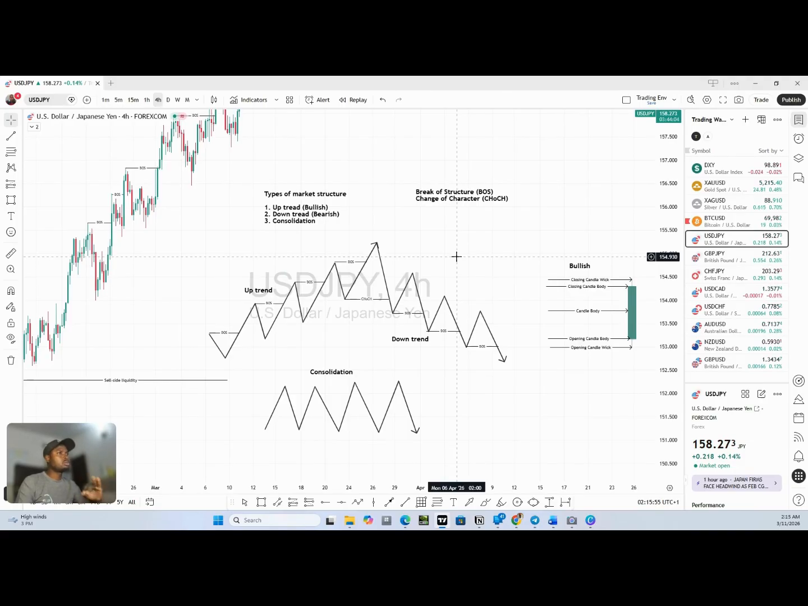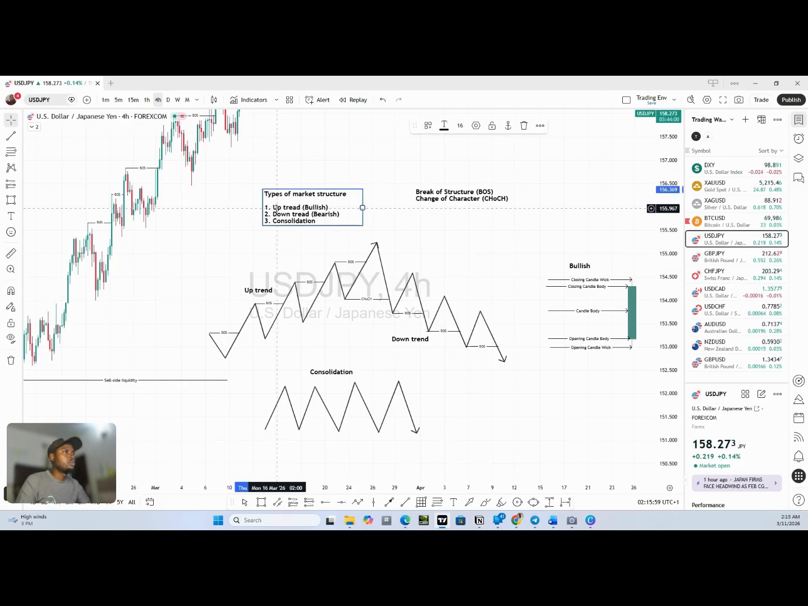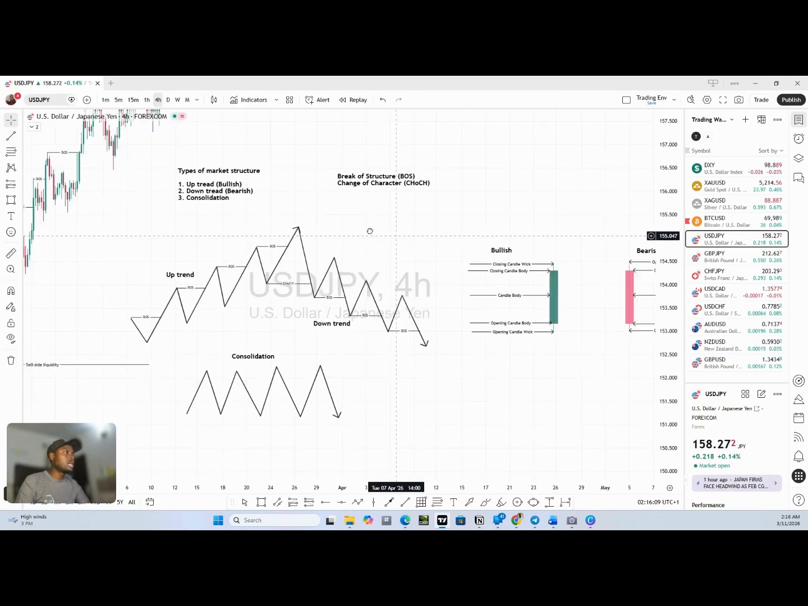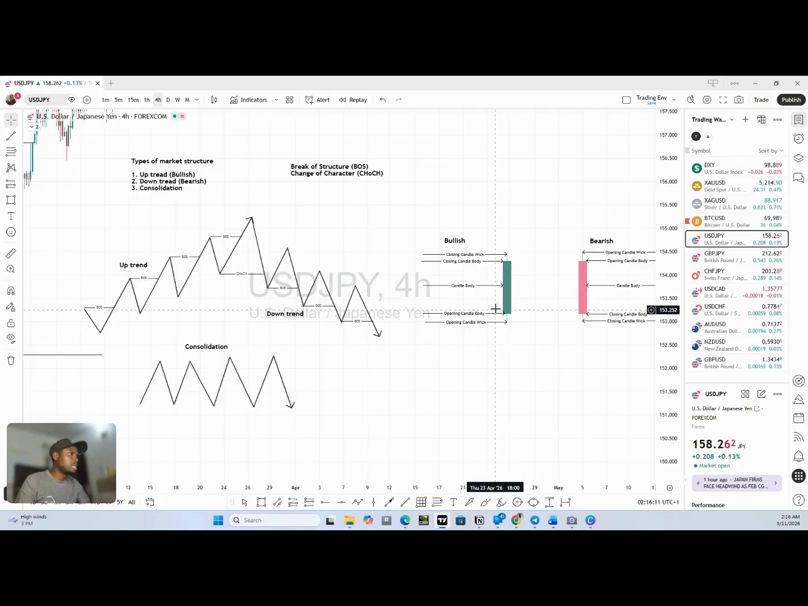We have three types of market structure. As you can see from this, we do have uptrend, and we have downtrend, and we have consolidation. So uptrend is the structure that this type of candle is creating, that is the bullish candle.